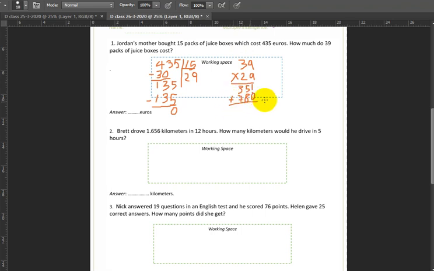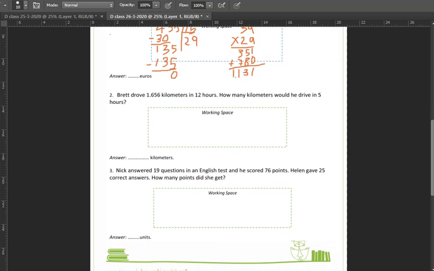And I'm going to add. 1 and 0 makes 1, 5 and 8 makes 13, so I'm going to write 3 and carry 1 over. 3 and 7 makes 10, and 1 that I carried over makes 11. So my result is 1,131. So 39 boxes would cost 1,000. What? That's quite expensive, but okay. 1,131 euros.